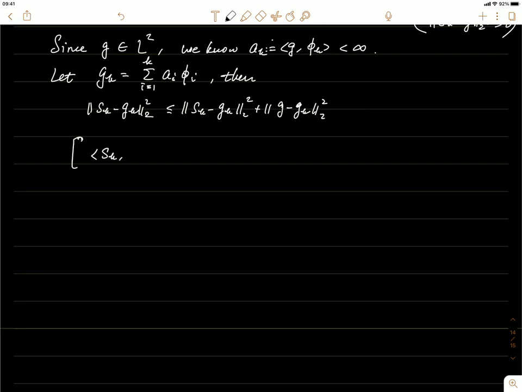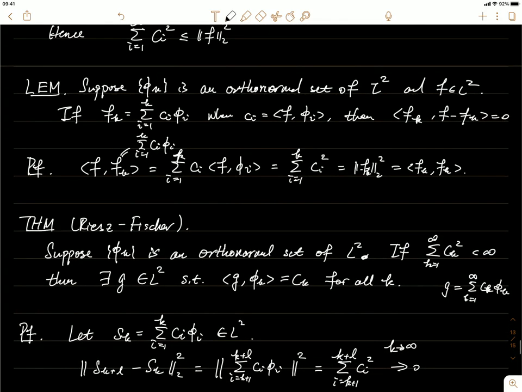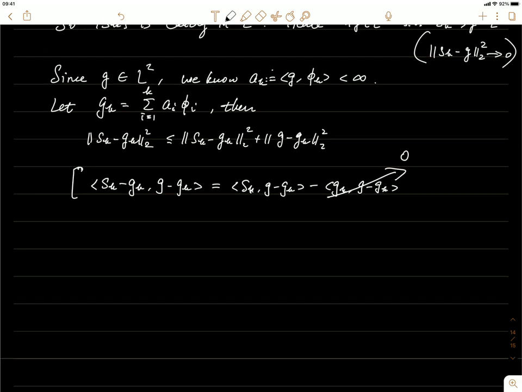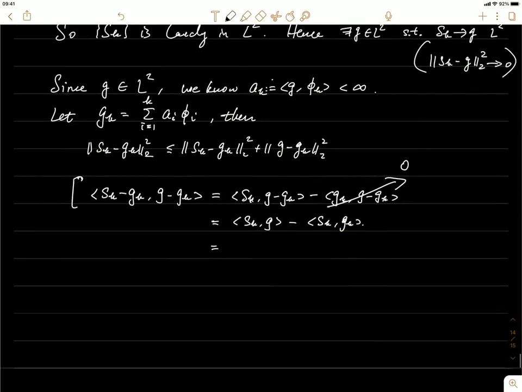Okay, so let's take the inner product of S_k minus G_k and G minus G_k. Well, so they can be separated into the inner product of S_k and G minus G_k, minus the inner product of G_k and G minus G_k. Well, using the lemma before, remember here that if you have this partial generalized Fourier series of a function, then we will be able to get that. And this implies that this should be equal to 0. Okay, this is by the lemma. So we only end up with this first term. And this is just the inner product of S_k and G minus S_k and G_k. But this is what this one is. The S_k is the sum, it's kind of things like this.